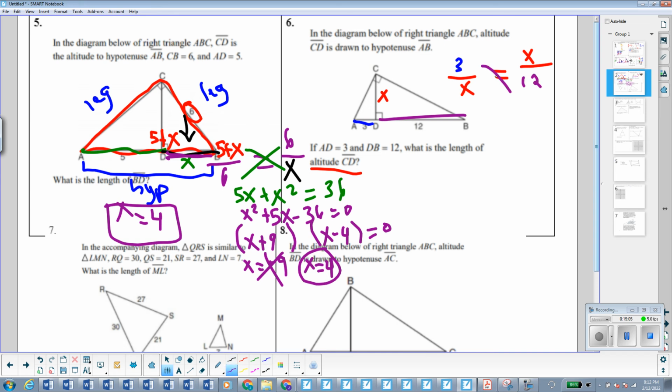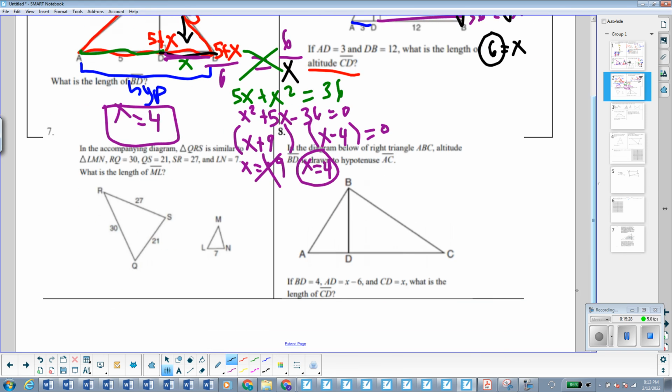So I'm going to cross multiply. 3 times 12 is 36. x times x is x squared. Taking the square root of both sides, we get plus or minus 6. We reject the negative, so we have x is equal to 6. And that represents CD, the altitude, which is what we're looking for.